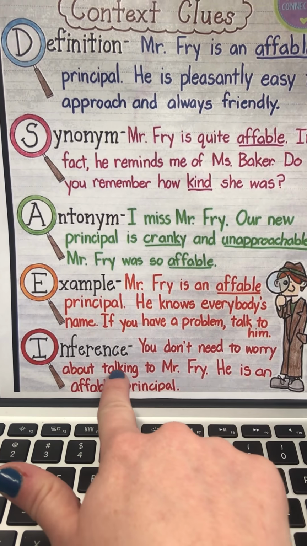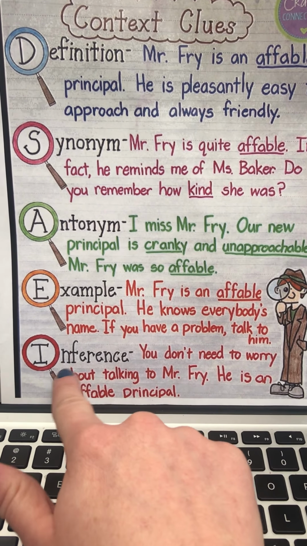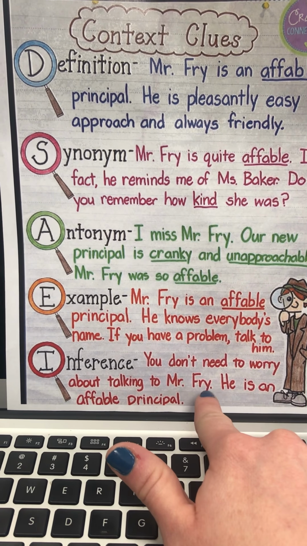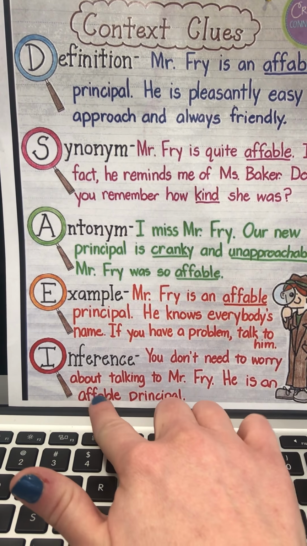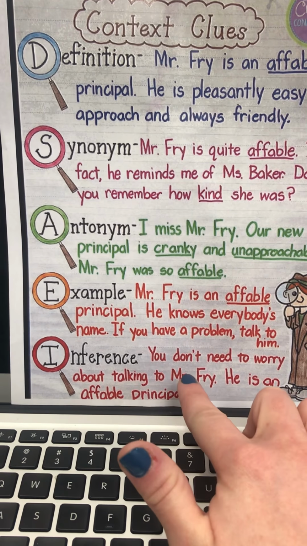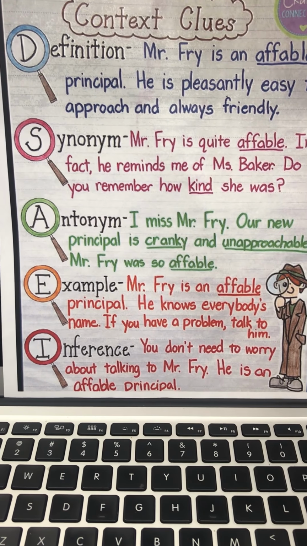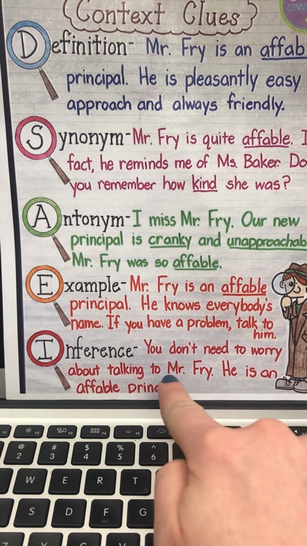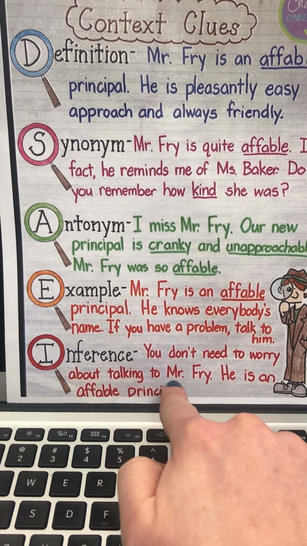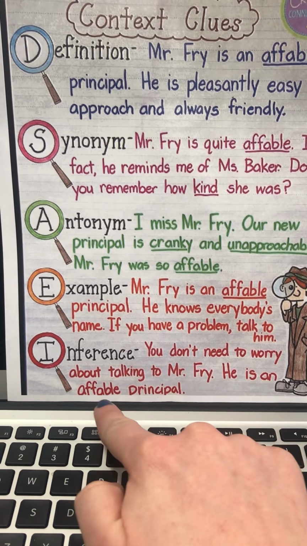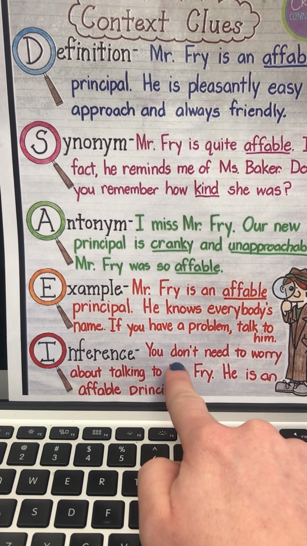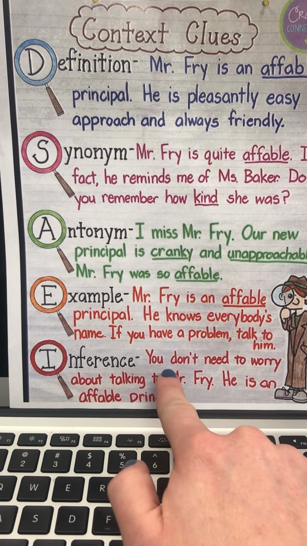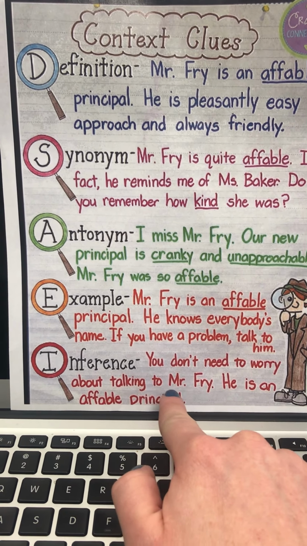And then another one is inference. So if you are reading a text and you have an unknown word in there, such as affable, sometimes you have to kind of figure out what the unknown word means, but there are some clues in the text to help you. So you don't need to worry about talking to Mr. Fry. He is an affable principal. So if a student has a problem and another student saying, oh, you don't need to worry about talking to him, he's an affable principal, that must mean that he's pretty easy to talk to.